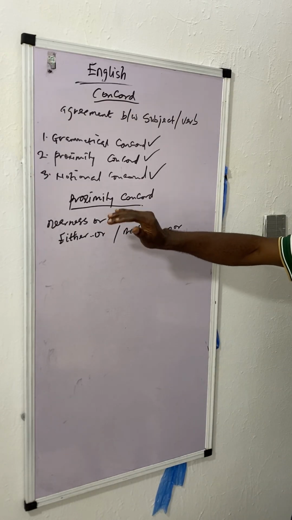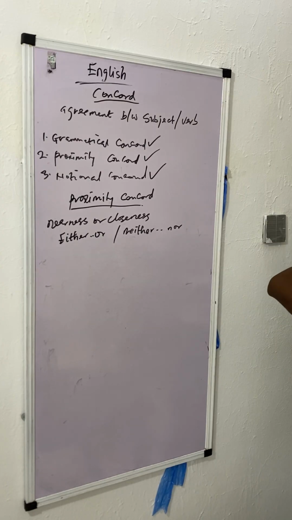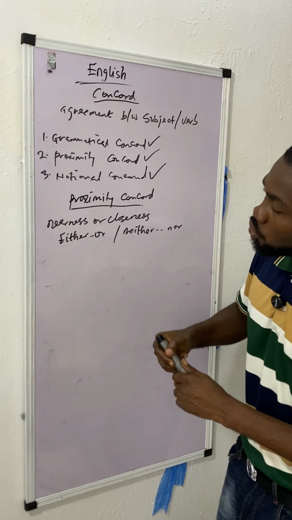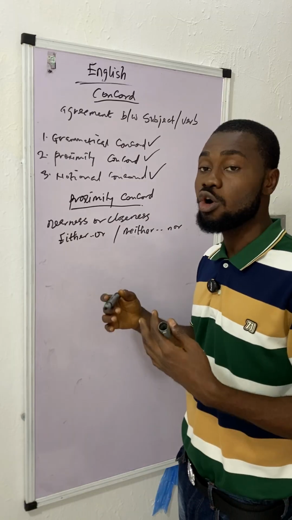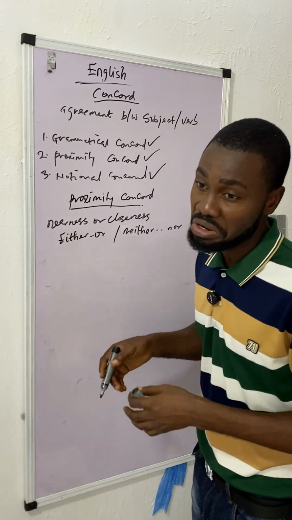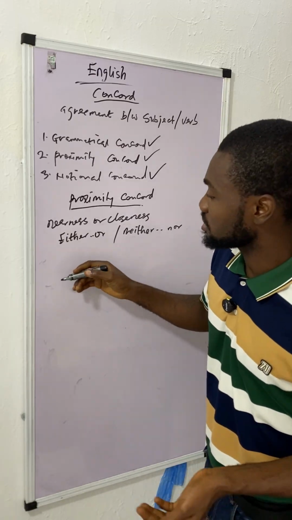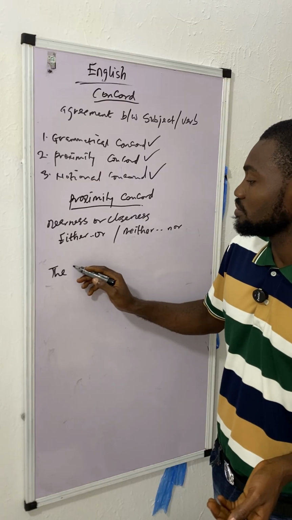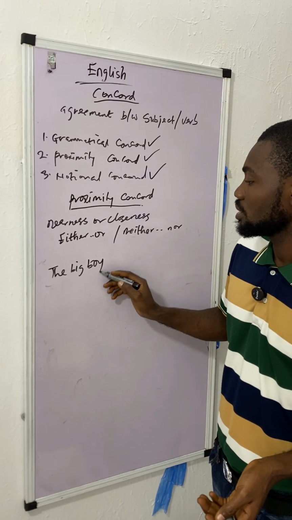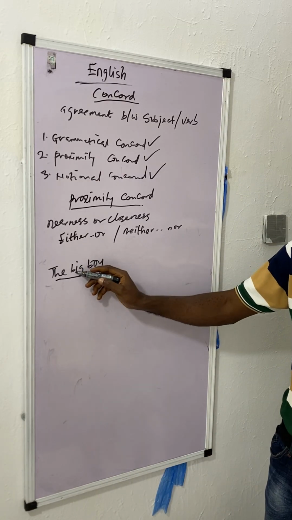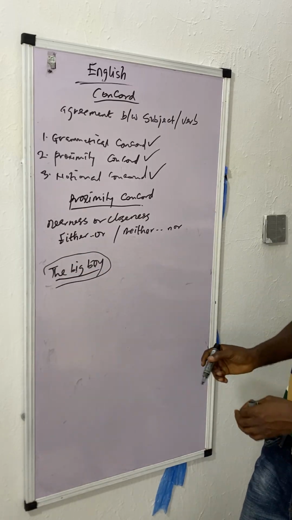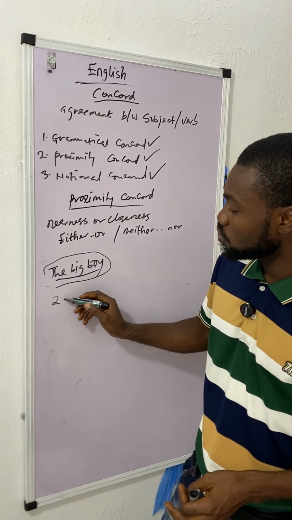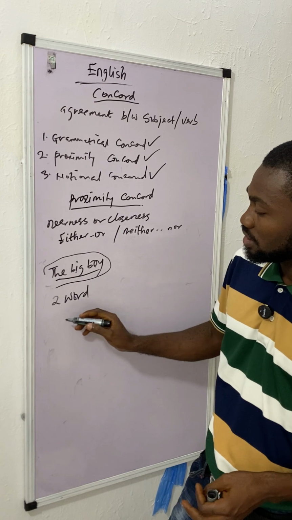So the law of proximity concord states that when a group or compound subject, remember I taught you what a compound subject is, two or more words forming a subject. Okay, for example, I have the big boy. This is a compound subject, the big boy, all of them make up the subject. We also have compound noun, two words added together to form a noun.